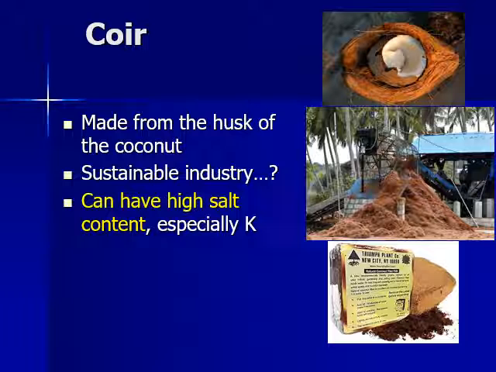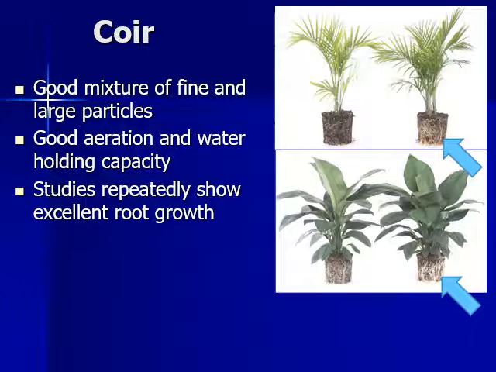So farms have to pay attention to the salinity of their coir. As far as a growing mix, it has excellent aeration and water holding capacity. Many studies have been done that show that plants root better in coir than they do in peat moss. On the right is some pictures showing some tropicals grown in peat moss on one side on the left, and coir on the right. And there's definitely better root formation in the coir.